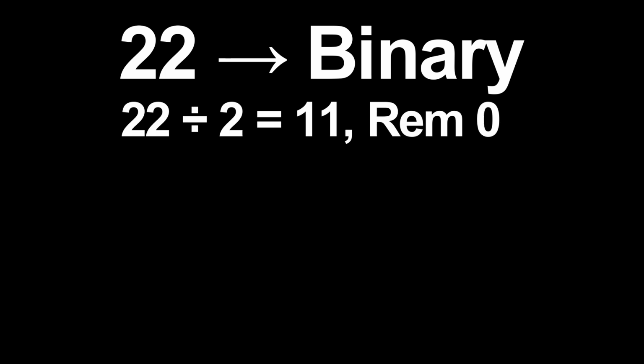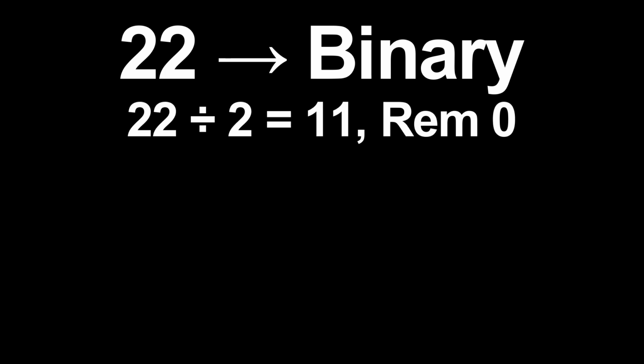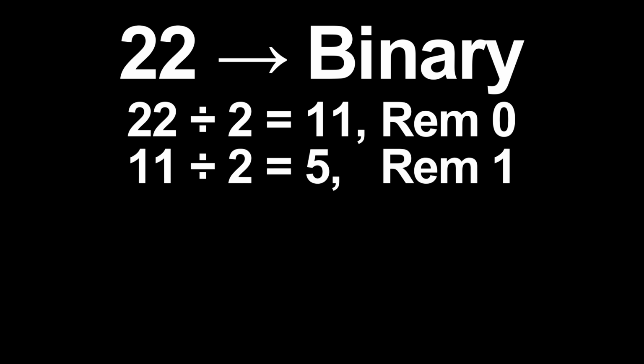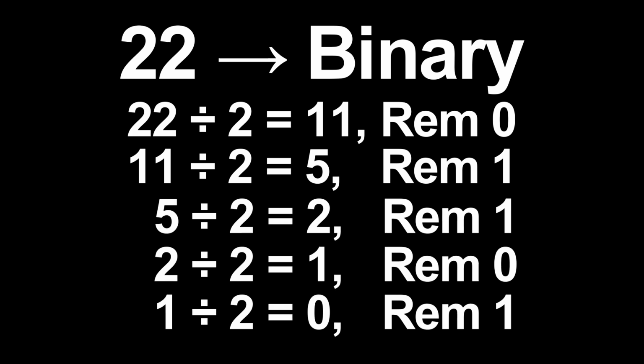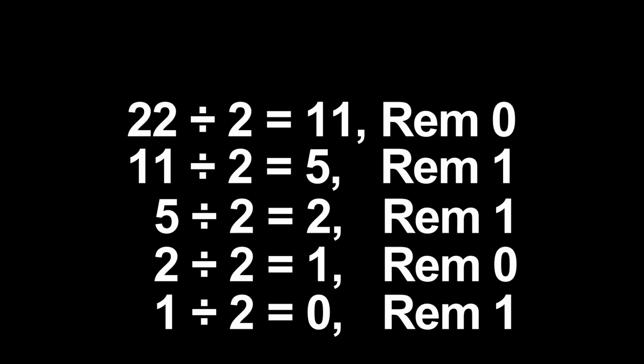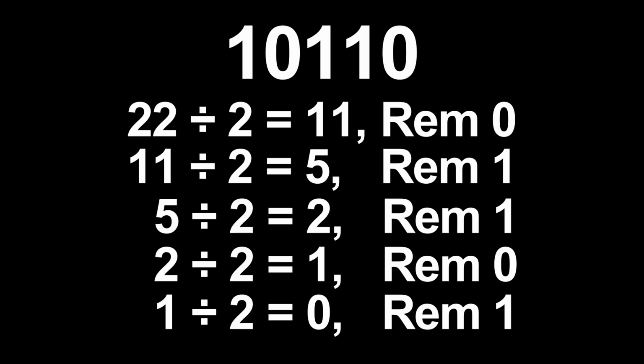Let's say we want to convert the number 22 into binary. First, we should divide 22 by 2, which gives us 11, with no remainder. Then we divide again, giving us 5 and a remainder of 1. We do this again and again until the quotient is 0. And the result is the binary number 10110. Well, that's all for number system.